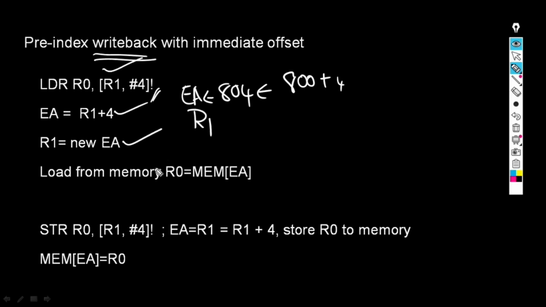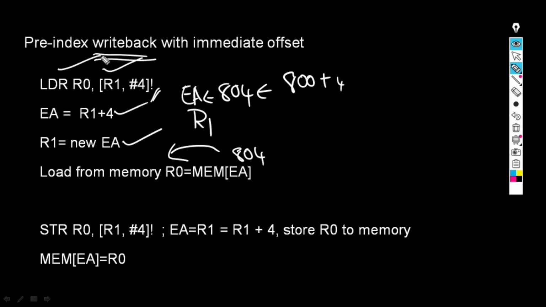Okay, after that what we will do is, from the memory location 804, we will access whatever data is there and place it in the register R0. Okay, that is about pre-index write back with immediate offset.